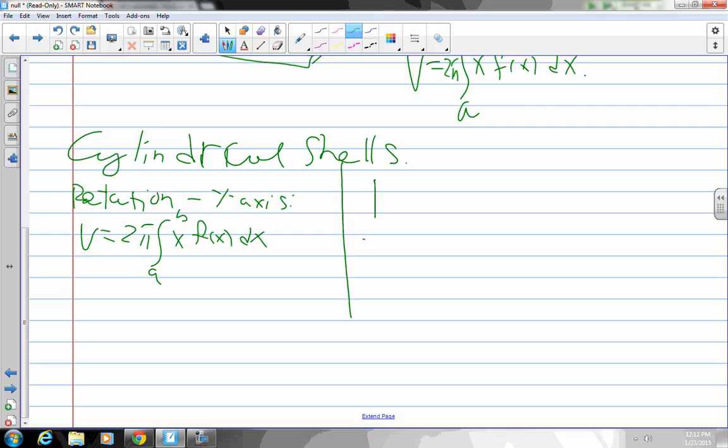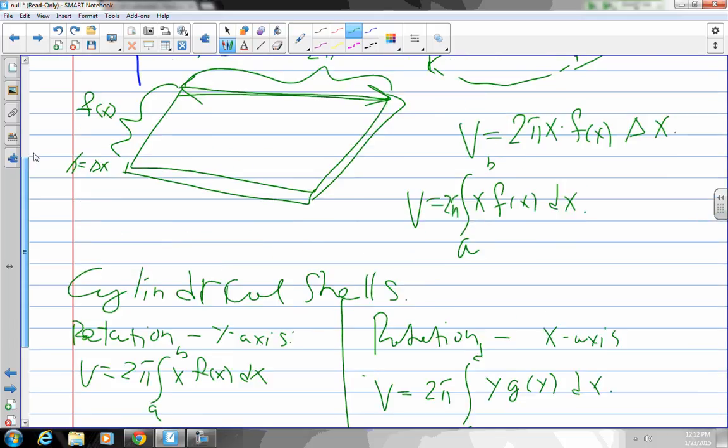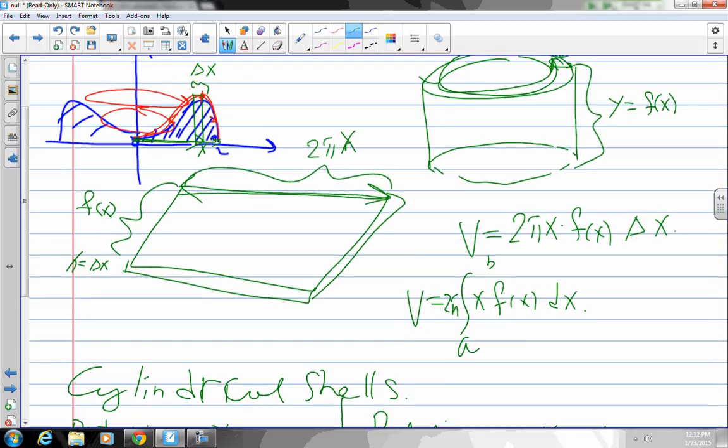And if you rotate around the x-axis, v equals 2 pi integral from c to d of y g of y dy, whatever the labels are. A and B are going to be the outsides of, well, whatever your variable ranges from. So in our case, if I try to do this function, it's just going to go from 0 to 2, because I'm just thinking about all the different slices I'm going to take. So the radius of each rotation is going to be from 0 to 2.